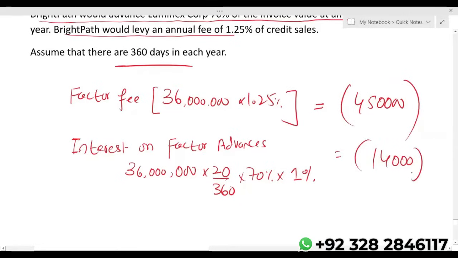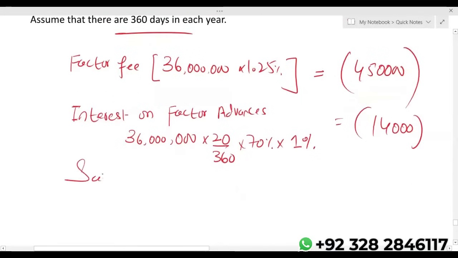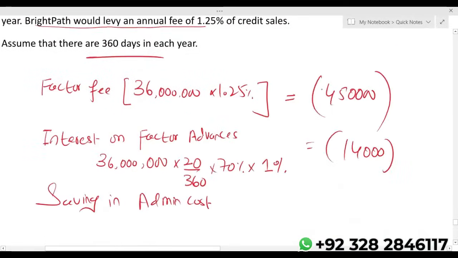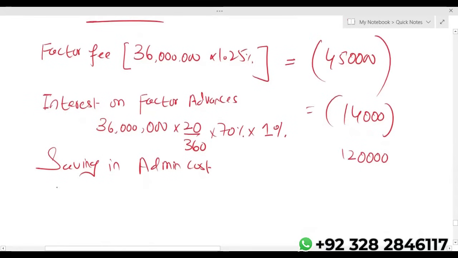Okay. Now let's take saving in admin costs. Saving in admin cost is 120. Saving in bad debt by 80%.